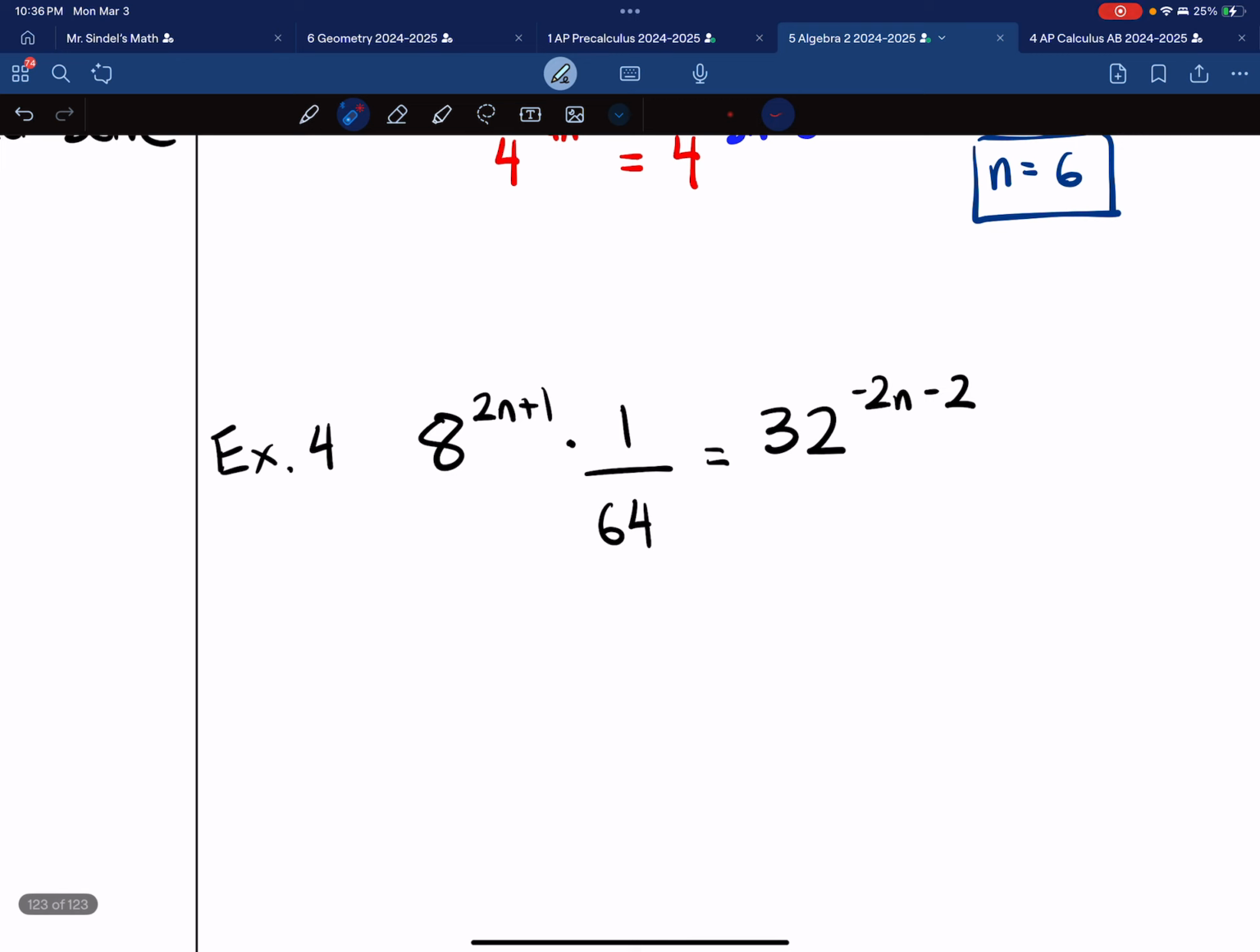Our last example for the notes. This is one of the most disgusting types of problems I'm going to throw at you. I have things that need to be combined. I have a fraction that needs to be flipped. I have every single one of these a different number. You have to choose a common base with all of these.